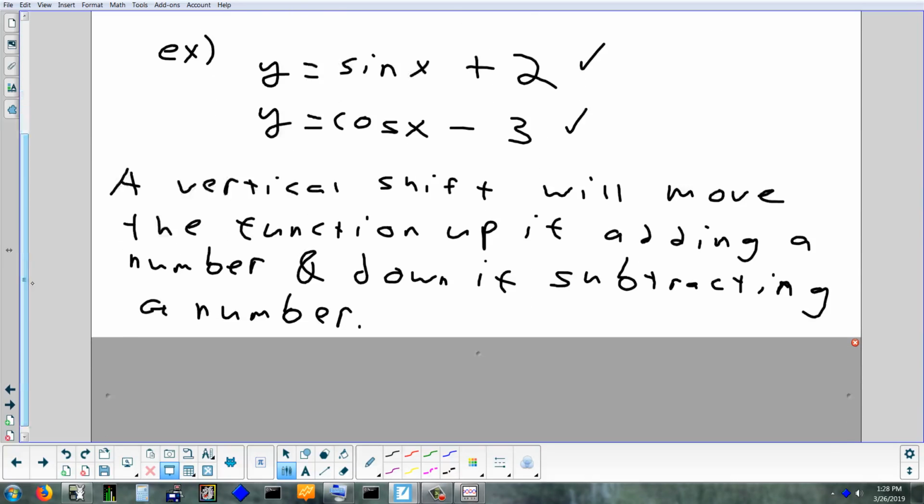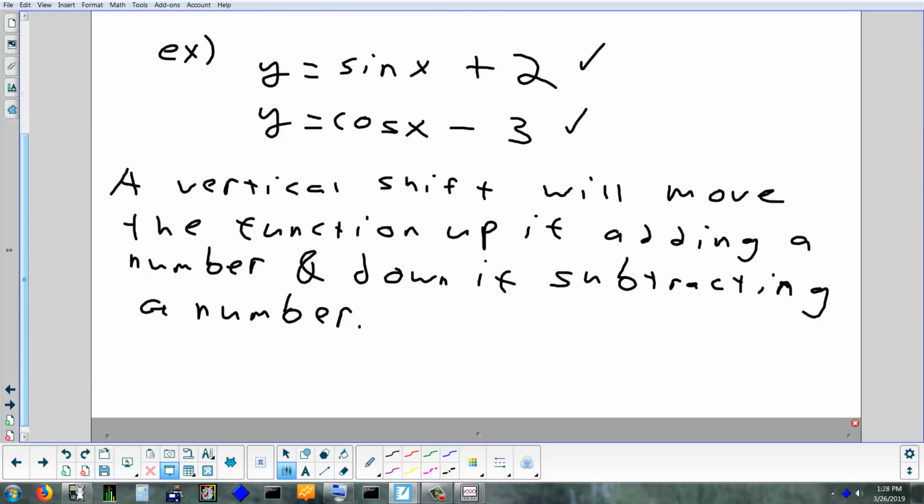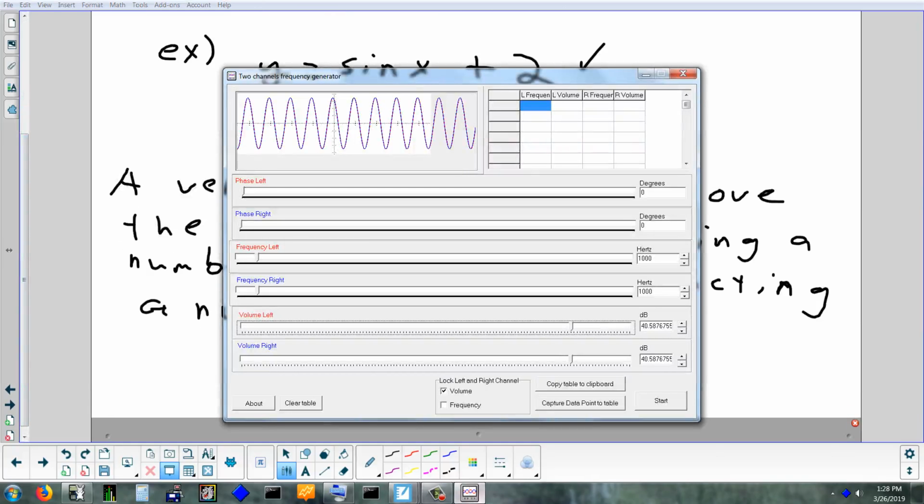Also, vertical shift, I can't really play a sound for you. There is no connection that I know of with sound on this one. And if there is a connection with sound, this program is incapable of doing it. It can shift left and right. It can stretch left and right, which I haven't shown you yet. And it can stretch up and down, which I showed you. But it can't shift up and down. That's not an option.